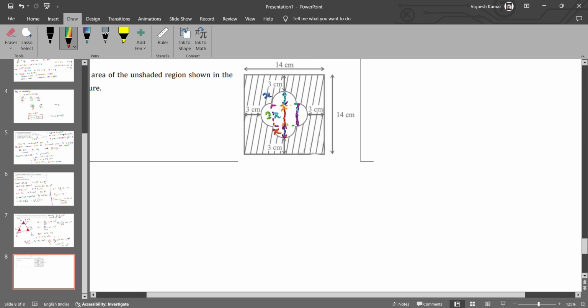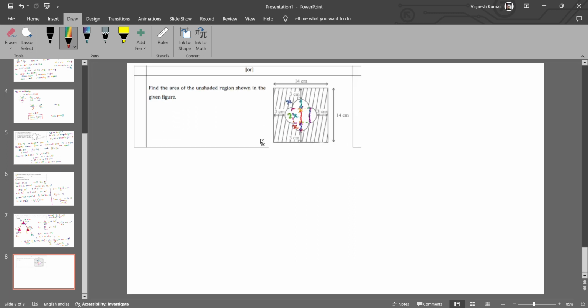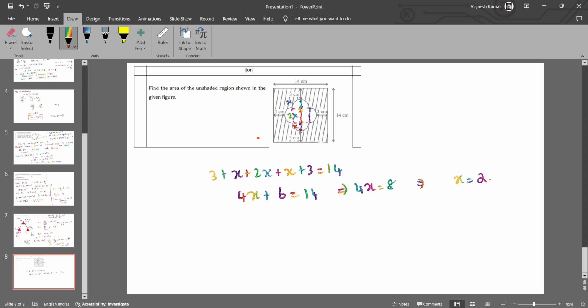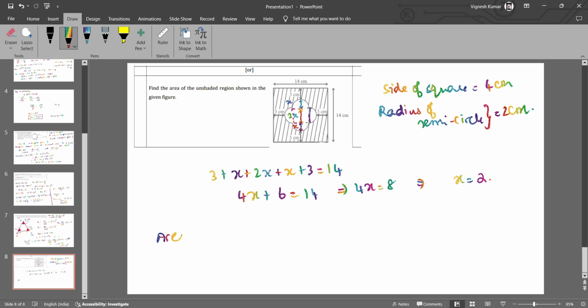So you can write 3 plus x plus 2x plus x plus 3 is equal to 14, which will give you 4x plus 6 is equal to 14, or 4x is equal to 8, which gives you x is equal to 2. So that means the side of the square will be 2x, which is 4 centimeter, and the radius of the semicircle is 2 centimeter.